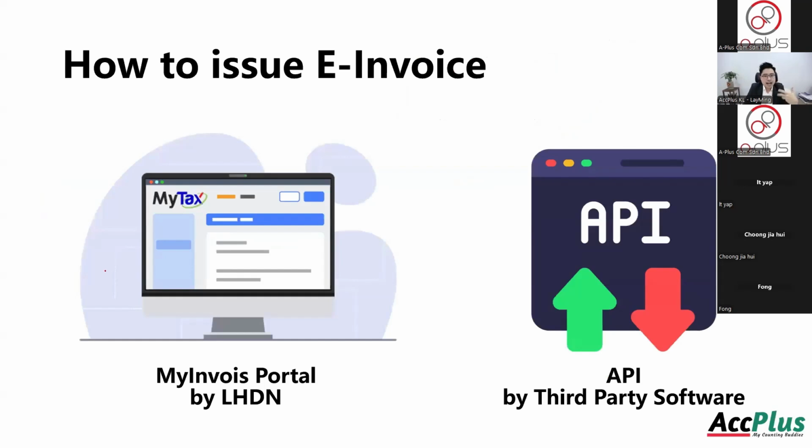Okay. How to issue the e-invoice? Basically, if you want to issue e-invoice, we have two types of methods. The first one is using the MyInvoice portal by LHDN. This MyInvoice portal is a free tool for you to access. If your company is very small and there are not many transactions every day or every month, you can use the free tool from LHDN. We call it the MyInvoice portal. Or else, you can use the API through third-party software like AutoCount, using AutoCount to raise the e-invoice. So basically, there are two methods to raise the e-invoice.